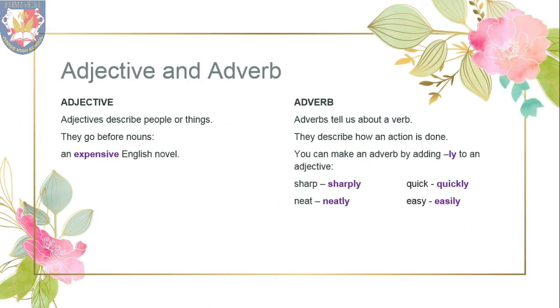Now, let's continue to talk about adjectives and adverbs. First, you have to know the differences between adjectives and adverbs. Adjectives describe people or things. They go before the noun. For example, an expensive English novel. While adverbs tell us about a verb, they describe how an action is done. You can make an adverb by adding ly to an adjective. Example, neat becomes neatly or easy becomes easily.